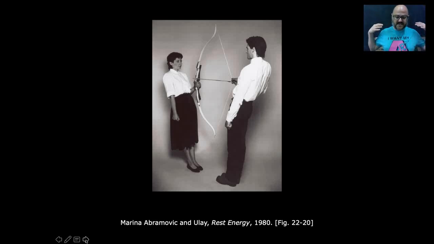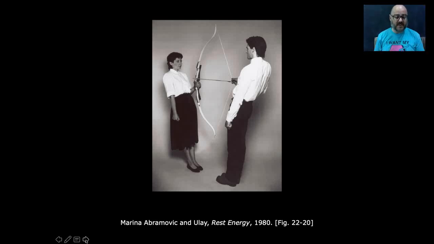They both wore similar outfits. He's in dark colored slacks. She's in a dark colored skirt. They're both wearing white shirts. And what they did was they held this bow and arrow with the arrow actually trained at her heart. It's meant to be a statement on romantic couples and the power, the tension the two of them have.